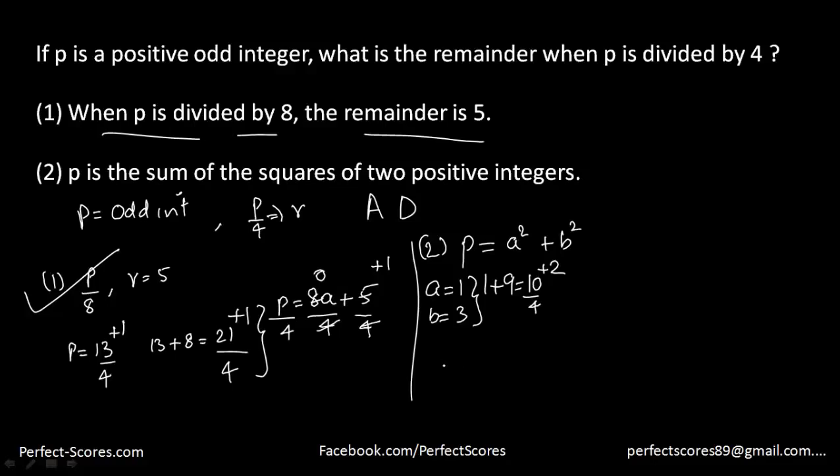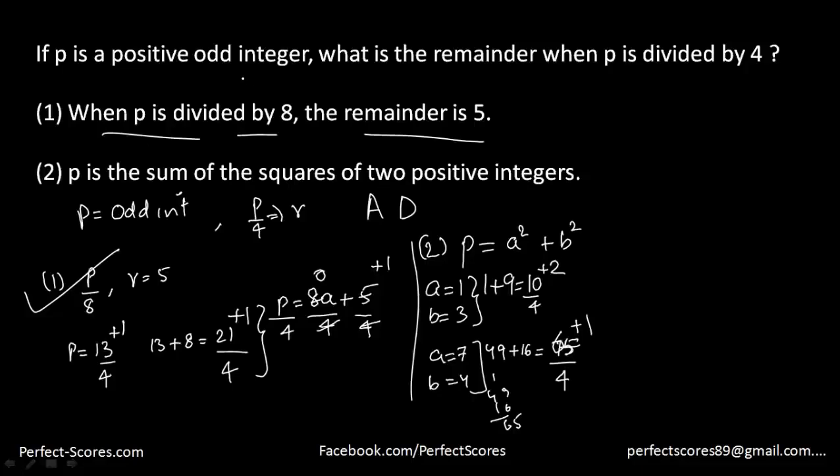Let's pick up some other number. Let's say a is equal to 7 and b is equal to 4. This is going to be 49 plus 16. If I add these numbers, 49 and 16, that is going to come down to 65. And what is the remainder when this is divided by 4? Over here the remainder is equal to 1, right?